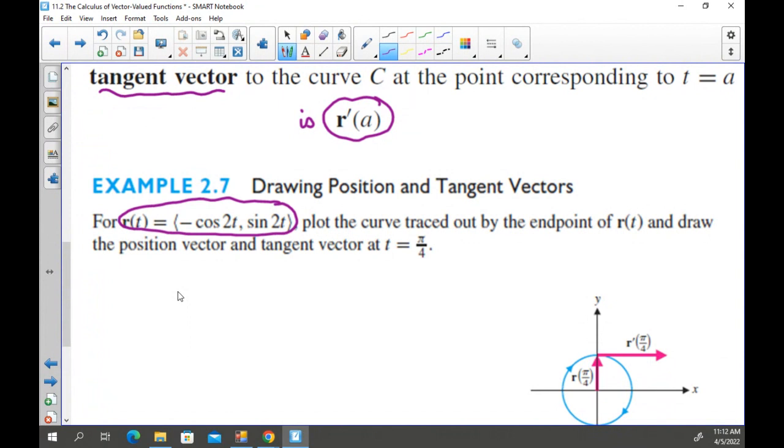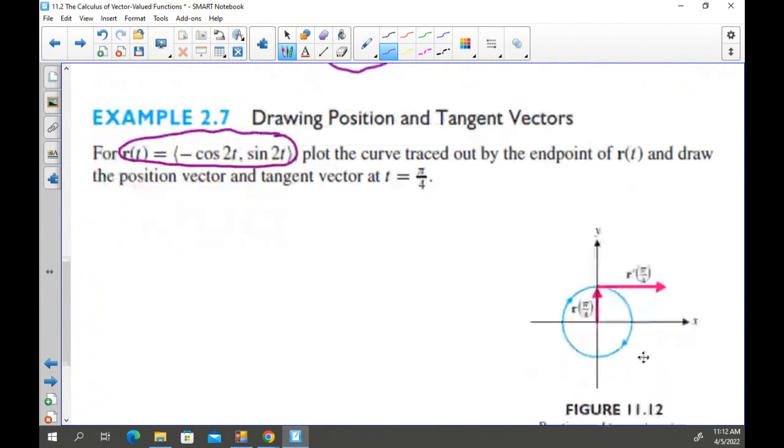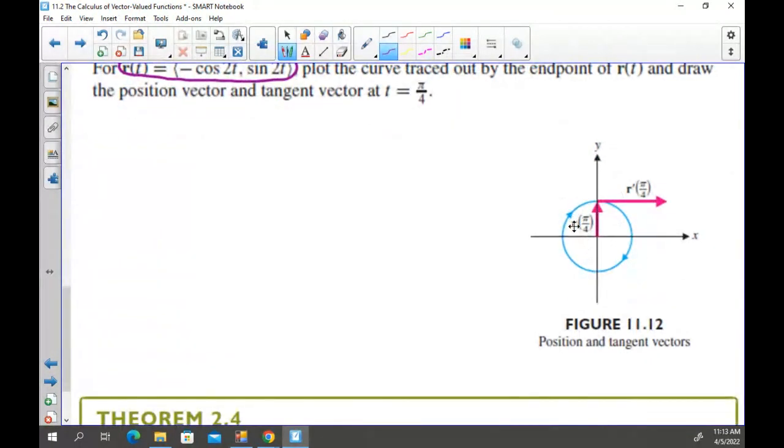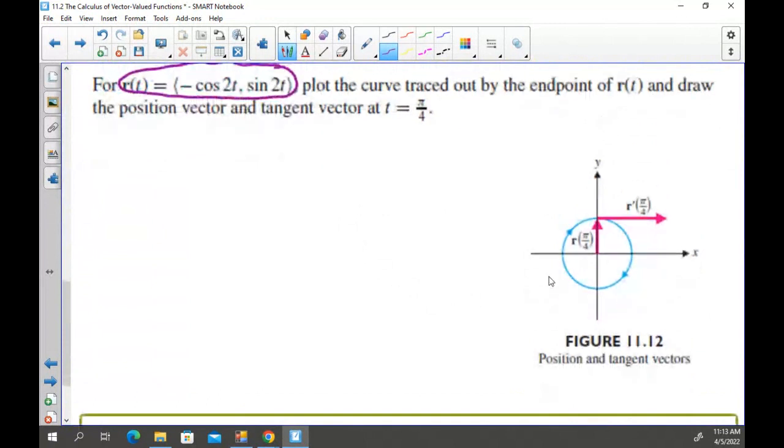Okay. So here, for R of t equal to this function, by the way, if you graph the endpoints of this function, x and y, you can see that it's going to be a circle, because x squared plus y squared will give you 1. If you square both and add, it's going to be 1. So actually the endpoints are a circle, the blue circle here.